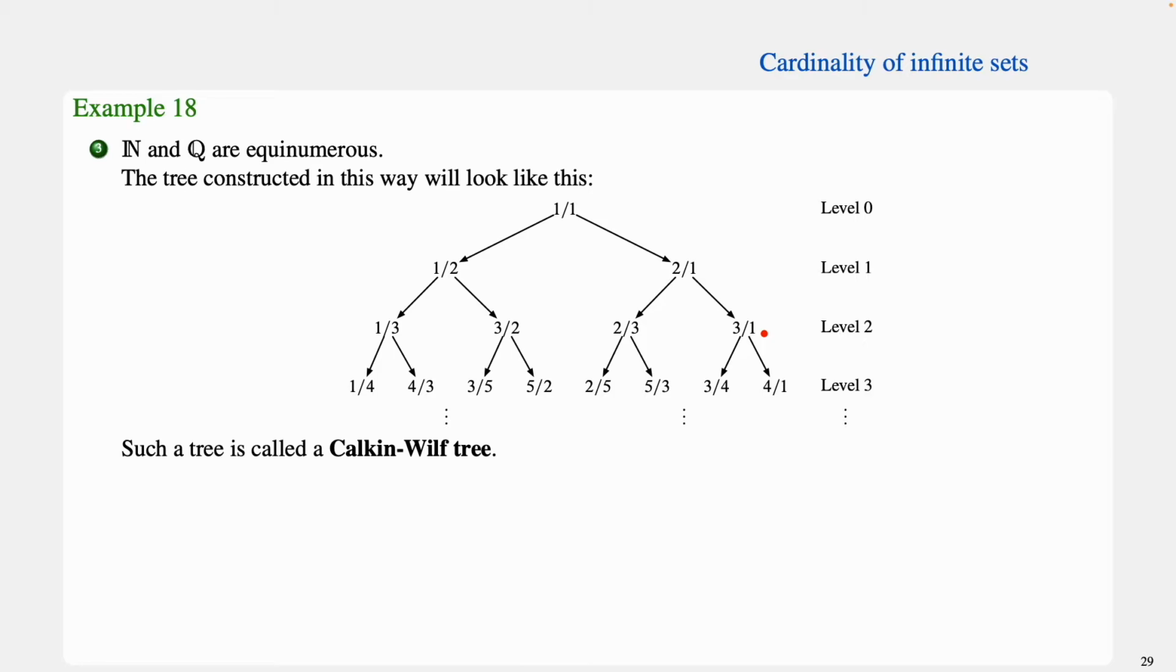So by the level in the tree, what do I mean? I mean the number of edges you have to traverse to get back to the root vertex. This is the level of a vertex in the tree. And the tree of this kind is called a Calkin-Wilf tree. And we prove that the set of these vertices, when we take them as rational numbers, is precisely the positive rational numbers.